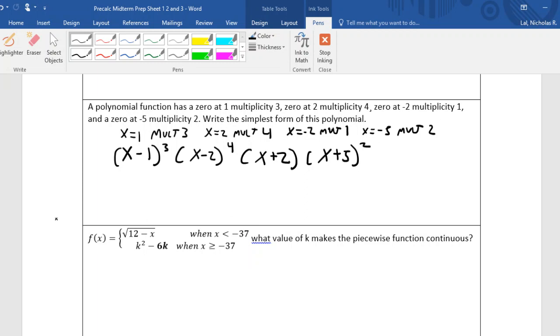All right, so this is the polynomial in factored form. And this is the simplest version of this polynomial in factored form.